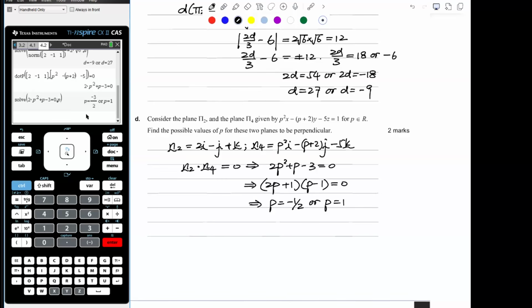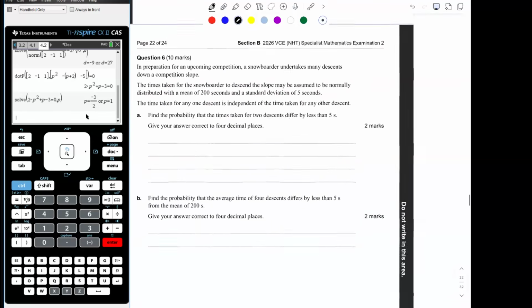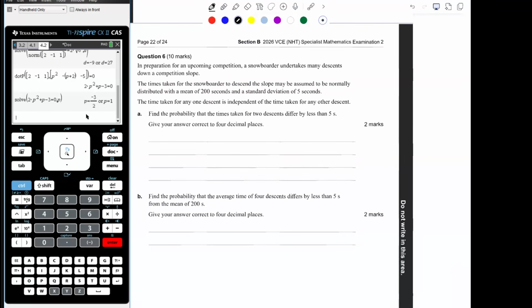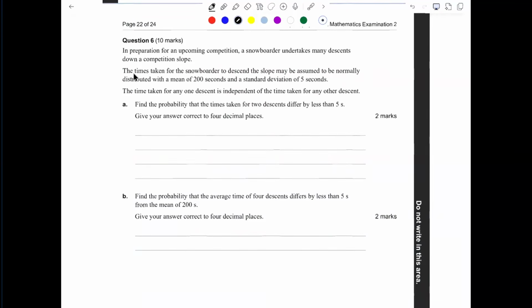That's pretty much everything. And then we can move on and have a look at, oh, finally, the last question. In preparation for an upcoming competition, the snowboarder undertakes many descents down a competition slope. The times taken for the snowboarder to descend the slope may be assumed to be normally distributed with mean 200 seconds and a standard deviation of 5 seconds. So say X is a normal distribution, 200, 5 squared. The time taken for any one descent is independent of the time taken for any other descent.